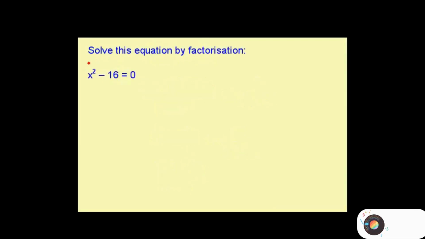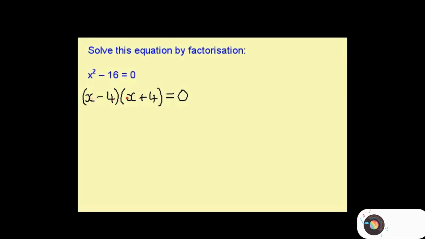I can see here a difference of two squares. This is x squared, and this is 4 squared. So I've got x minus 4, x plus 4 when I factorise it. This is equal to 0. I now need to solve this equation.